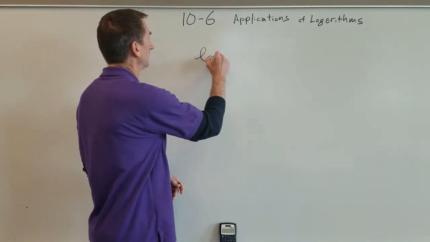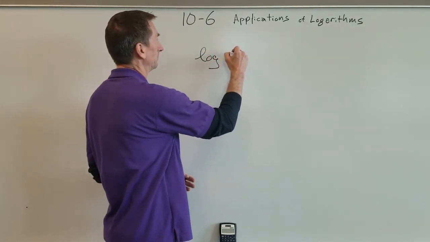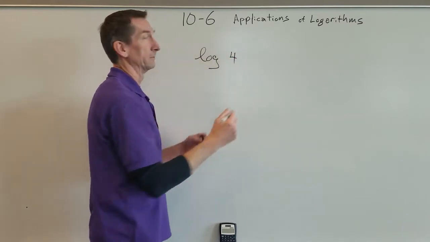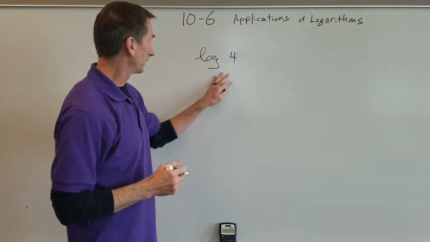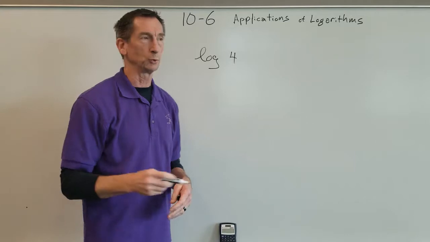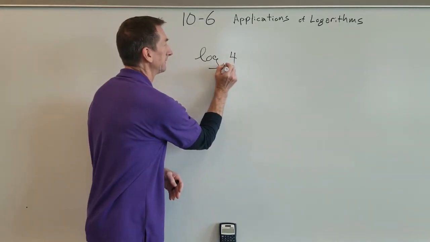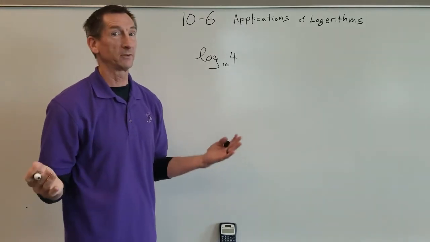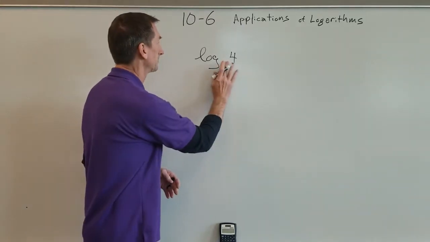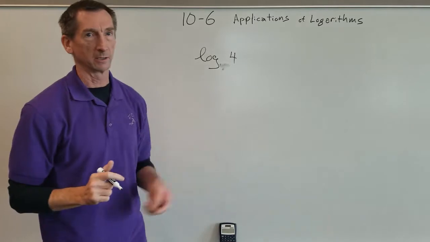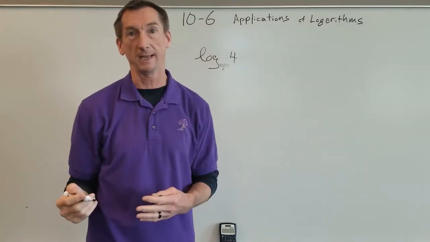If we see log of some number, 4 say, and that's all we see, then it is assumed that this is base 10. Even if I don't see the 10 right there, it's still base 10. And this is what's known as common log. So common log is base 10.